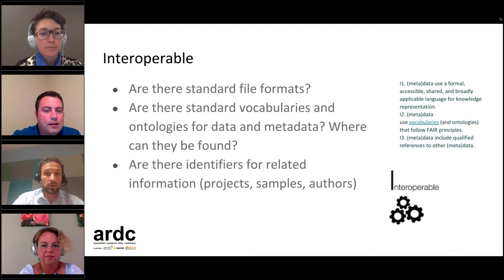And when looking at relating data to other information and other outputs out there, are there identifiers that are common in that discipline to point off to related information? For example, identifiers for projects, identifiers for samples, identifiers for authors, so that you can actually create links and qualified references between bits of information that are out there.